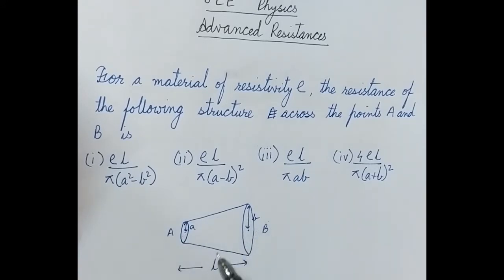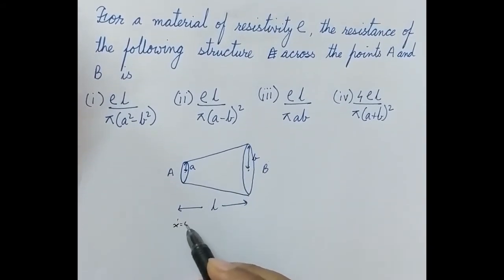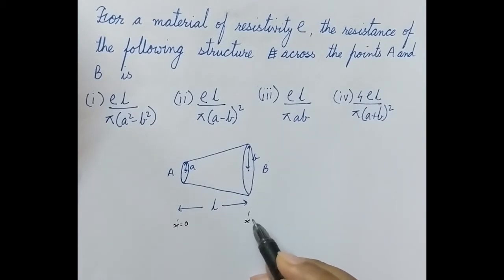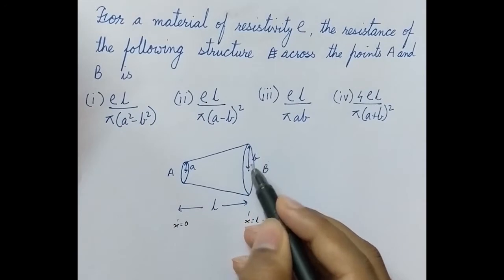Now the thing about this structure is that it's not a continuous smooth wire, it's a wire with varying cross-sectional area. So the first step in this process is to find the radius at any one point. Suppose we take the entire length as varying with x, we need to find how the radius varies with x. Suppose this point is at x equal to 0 and this point is x equal to L. I know the radius at this point is A, and at this point is B.